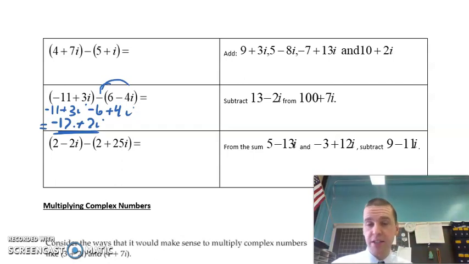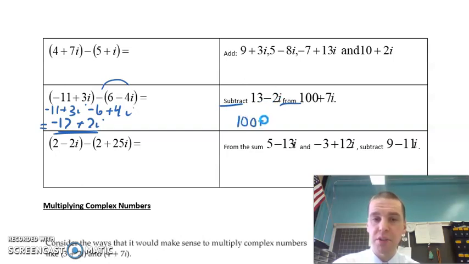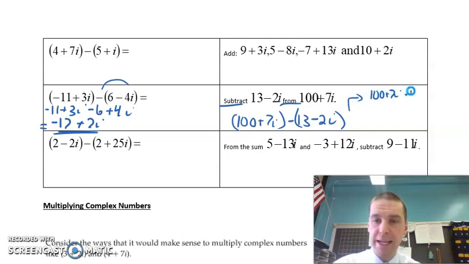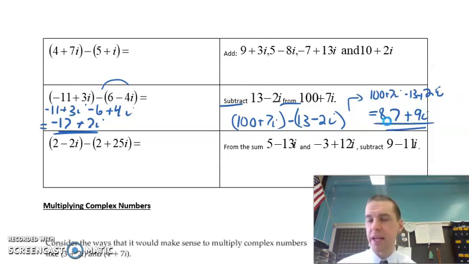One thing that I wanted to look at was this middle box here. It's a subtract from. When you see subtract from, you need to understand that we're going to do 100 plus 7i and subtract it from the 13 minus 2i. You need parentheses. We will then get 100 plus 7i minus 13 plus 2i. I know this is not necessarily the distribute the negative. It's a little sloppy here. We're going to get 87 here plus 9i as our answer.